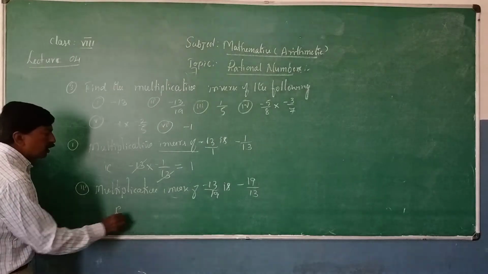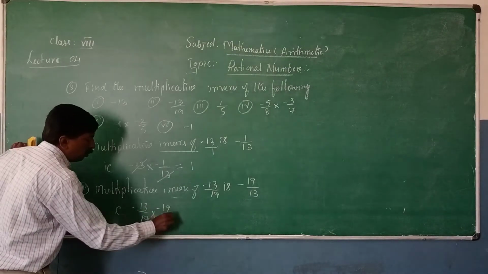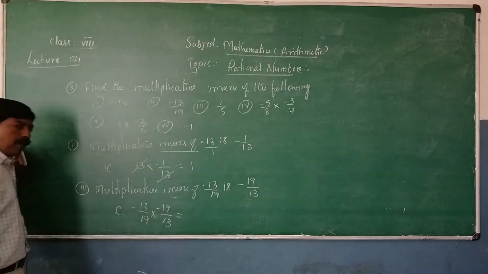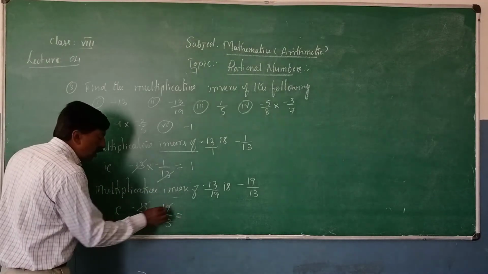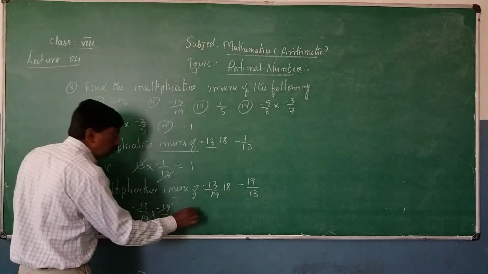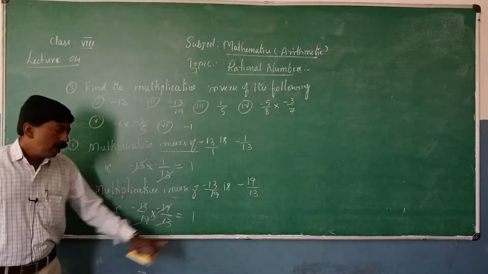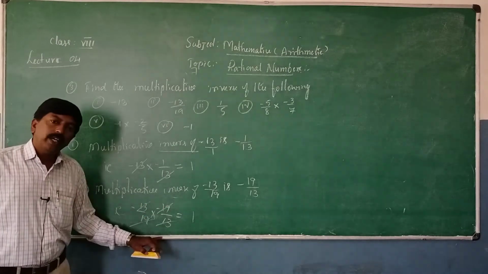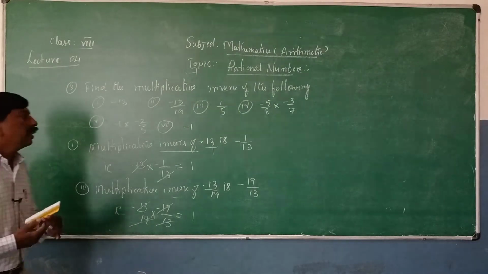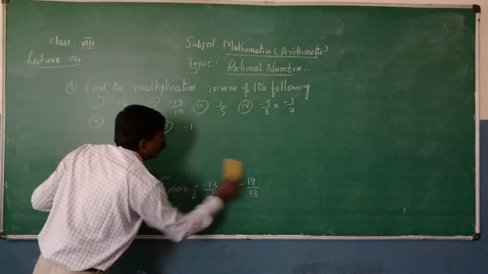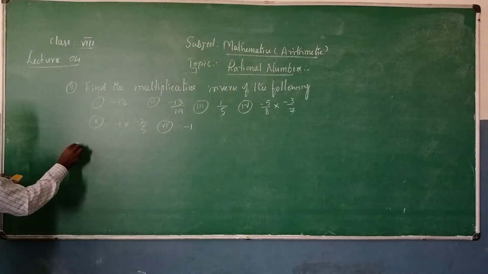The reason: minus 13 by 19 into minus 19 by 13. Find the product of these two. 13 ones are 13 ones are, 19 ones are 19 ones are. Minus into minus is plus, the result is 1. Therefore, minus 19 by 13 is the inverse of minus 13 by 19. Now, the third question. Very easily you can find the solution to all problems.